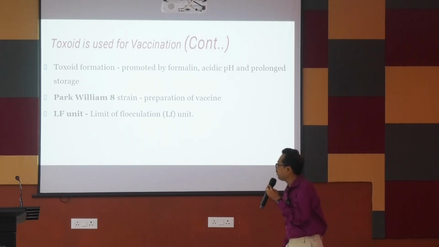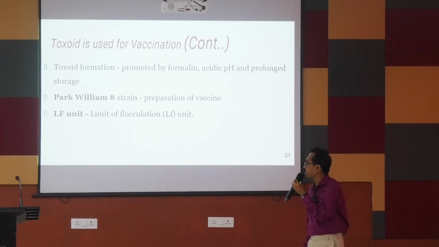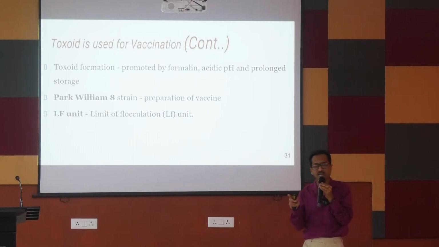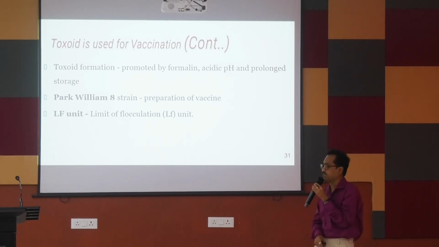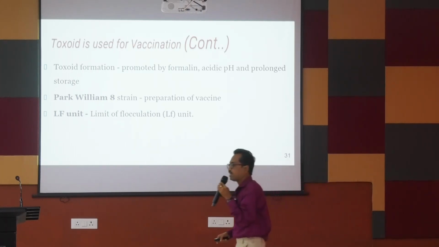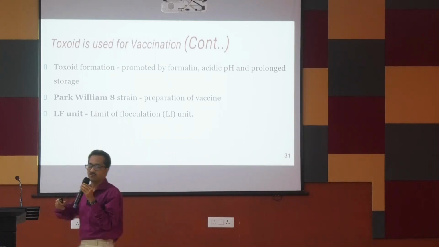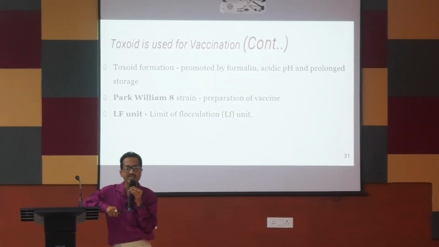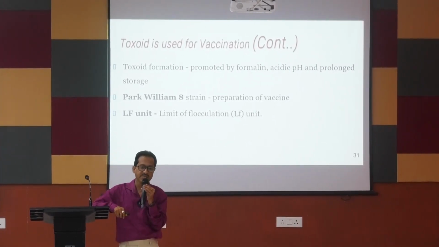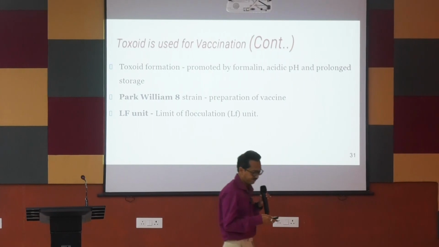Now what is the strain used for diphtheria toxoid? That is specific. This is another MCQ question. Park-Williams 8 strain is used for production of the vaccine or the toxoid. Limit of flocculation unit, or Lf unit. Can anybody tell the amount of Lf units used in the DPT vaccine? For diphtheria, 25 Lf units are used in the DPT vaccine.